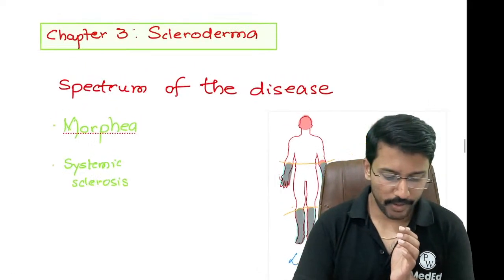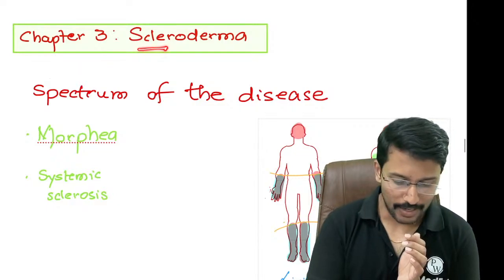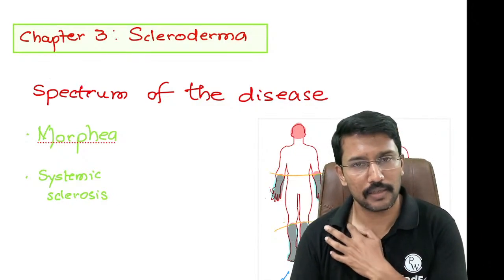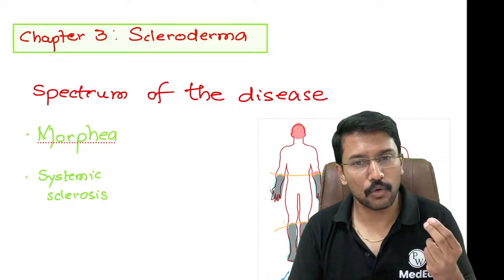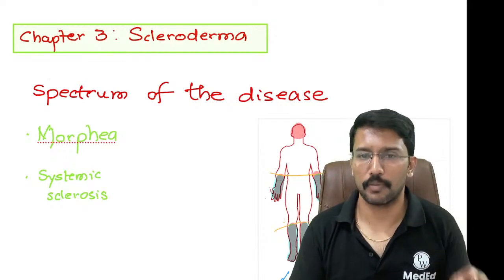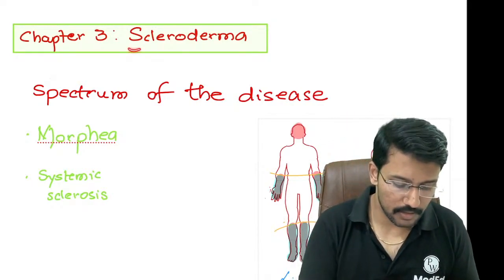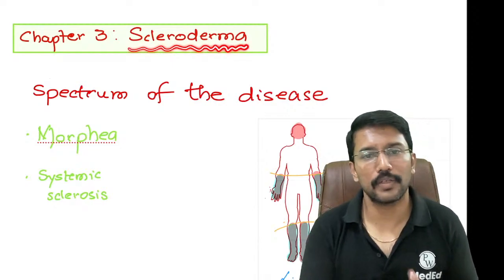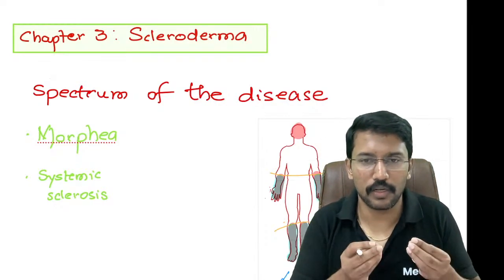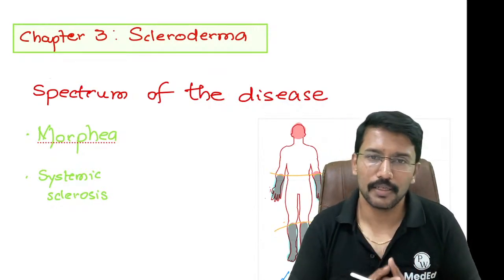Okay. Now, when you look at the name of the disease, it says sclero and derma, right? What does that mean? Derma means skin. Sclero means sclerosis, which refers to fibrosis, hardening or damage. So basically we are referring to hardening of the skin. So when we say scleroderma, indirectly it means hardening of the skin.